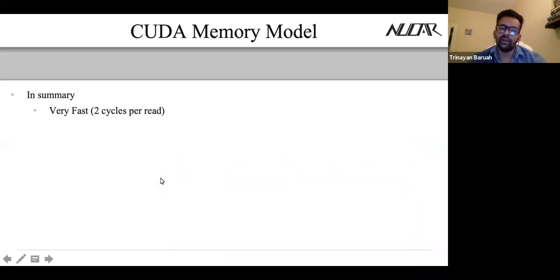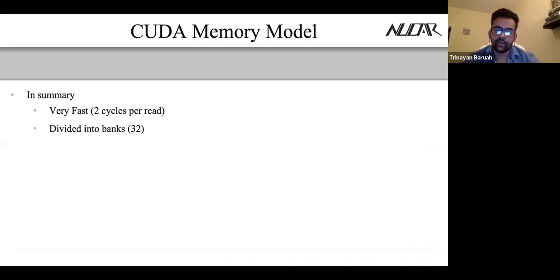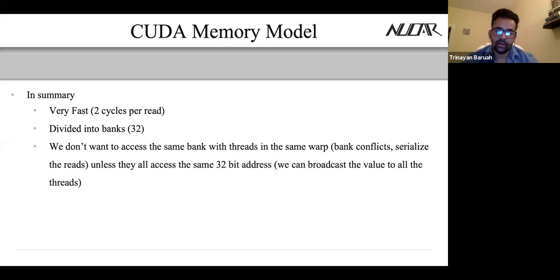So in summary, shared memory is very fast. It can provide 2 cycles per read. The key concept to understand is the concept of banks. The memory is divided into 32 banks. The main thing that is important for you to know is that you don't want to access the same bank with different threads in a warp. Any bank conflict will serialize the access, unless of course they all access the same 32-bit address, in which case you can broadcast.